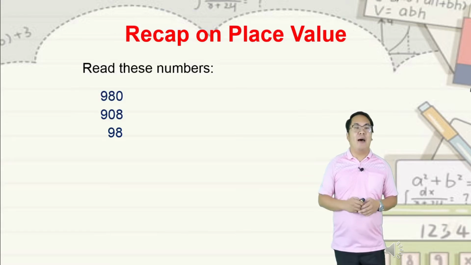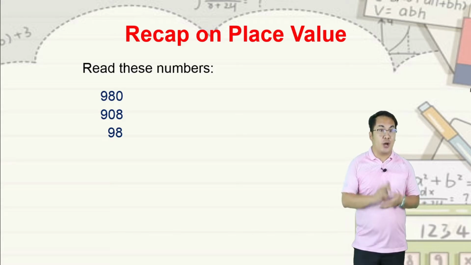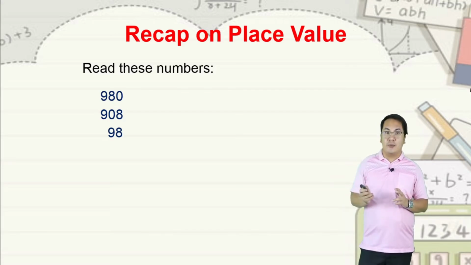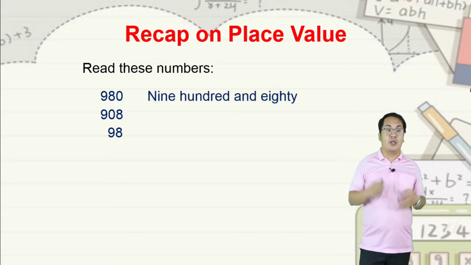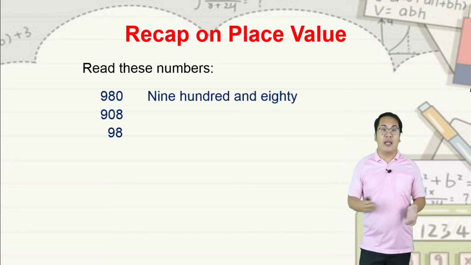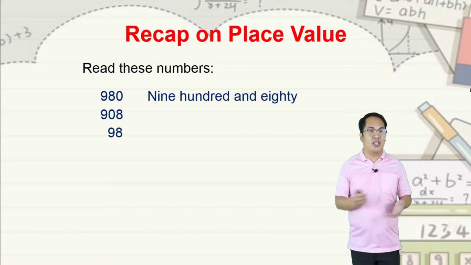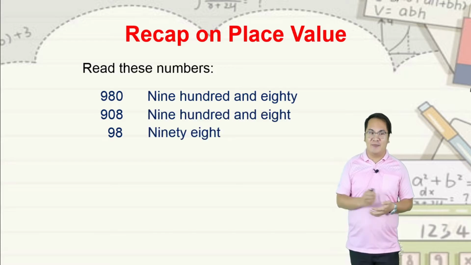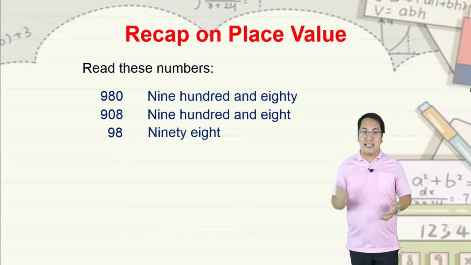Let's have a recap about place value. I have here sets of numbers that I want you to read. You are just going to read the numbers. First, we have 980. How are we going to read 9, 8, and 0? So we simplify it as 980. How about 9, 0, and 8? How are we going to read this one? You got it right, 908. How about this one, the 9 and 8 only? Very good. You can read this one as 98.